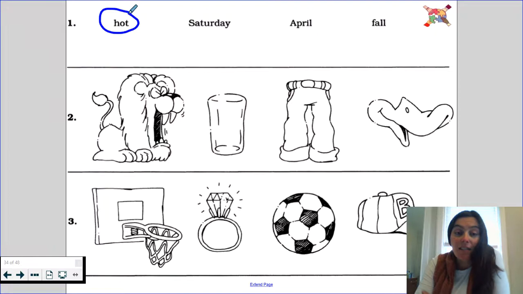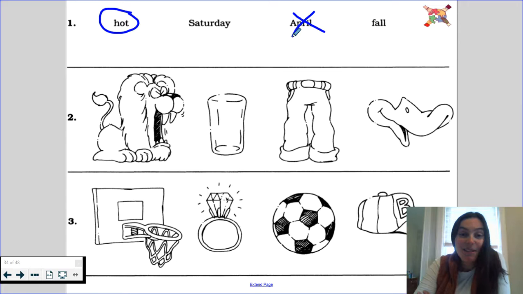Right, the next one, we're still in row one, is put an X on the word that completes this analogy. January is to February as March is to what? So February is the month that comes after January. So what month comes after March? It's April. That's the month we're in right now.